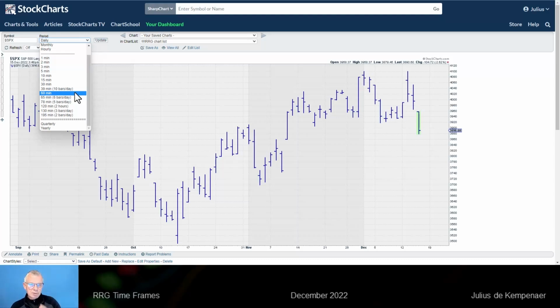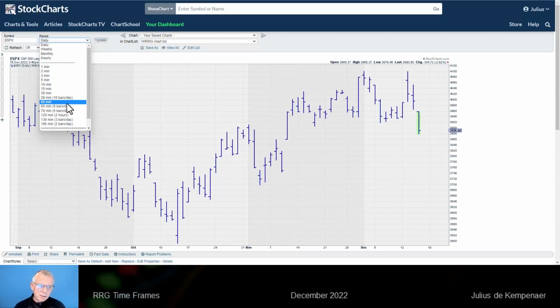9:30 to 4 p.m. That is 6.5 hours. So if you would set it to an hourly chart, the first bar will only be 30 minutes of trading, and then it'll be hourly. On the top of the hour, it switches.